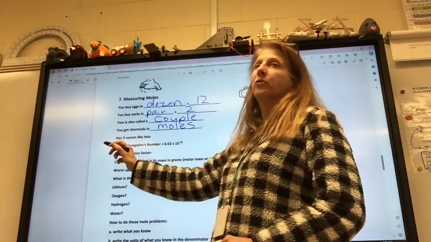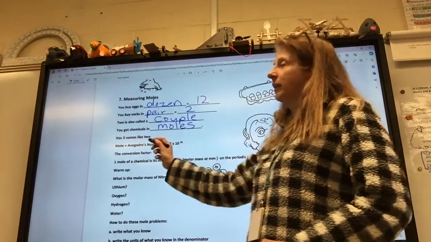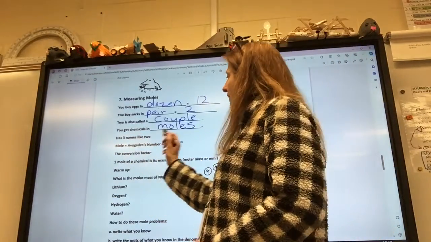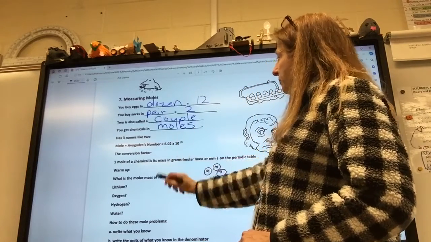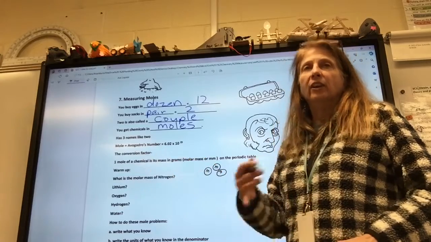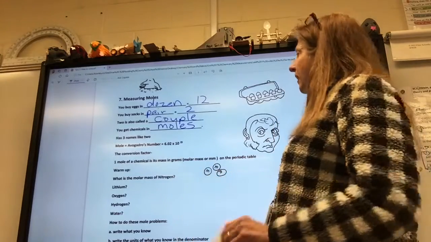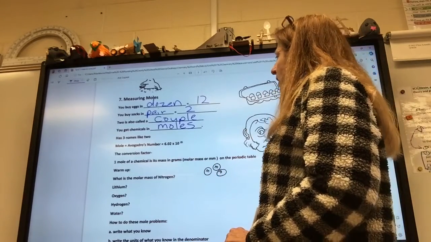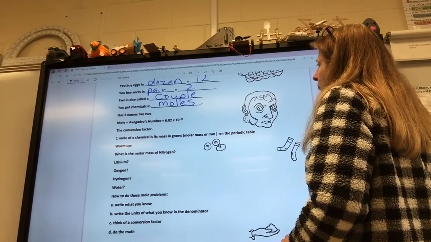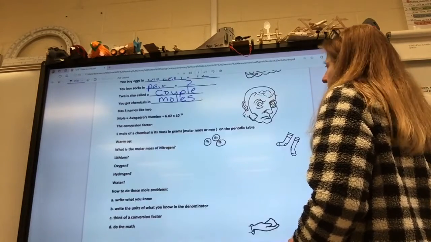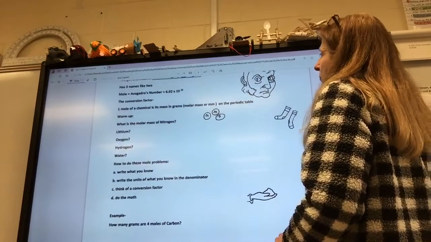He called it moles, but we want to honor him by calling it his name also, Avogadro's number, and it's equal to 6.02 times 10 to the 23rd. It's a number that's so big we write it in scientific notation. So we're going to have to learn how many grams are in a mole.